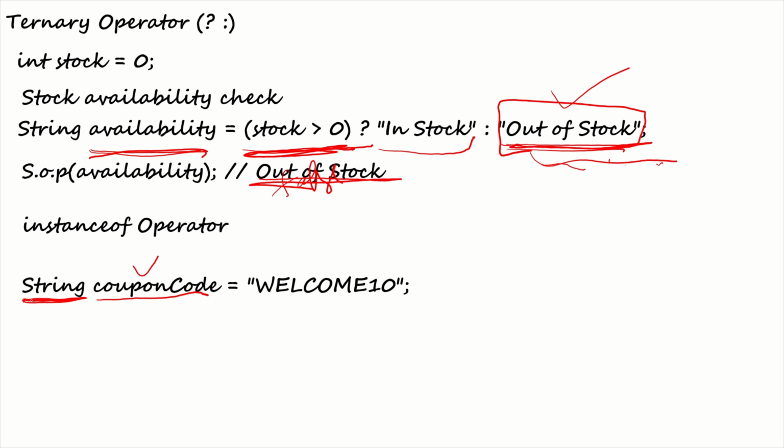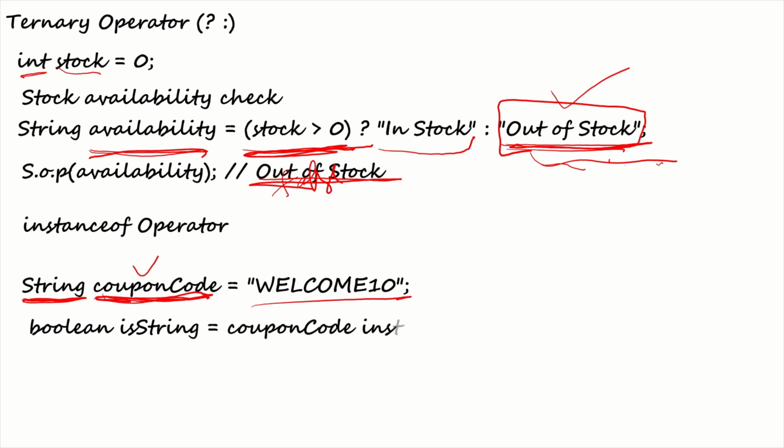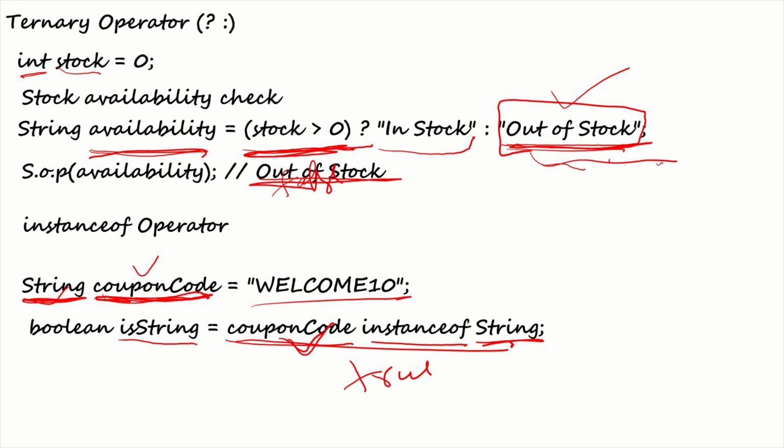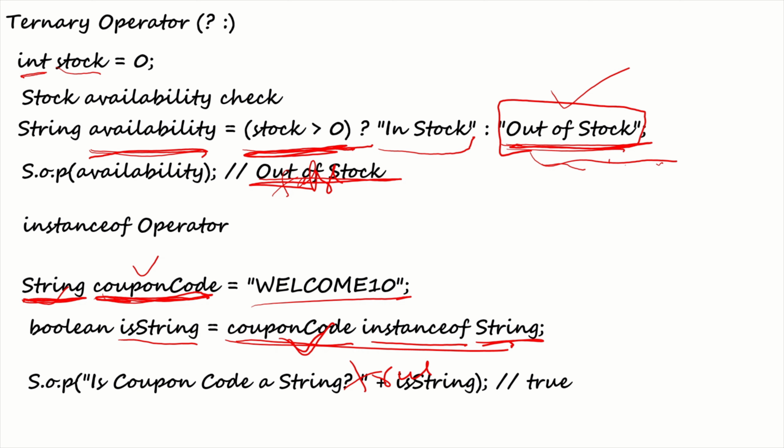So far we were discussing variables and primitive data types, right? And this is a variable, this is a non-primitive data type, and whose value is welcome 10. Now I want to check whether this variable or this object is of type string. So I'll go with coupon instanceof string. So I'm checking whether this is of type string or not. Yes, the type is string. So I'll get true value here, and that will be assigned to this variable. Later, if you try to access is string, I'll get true here.